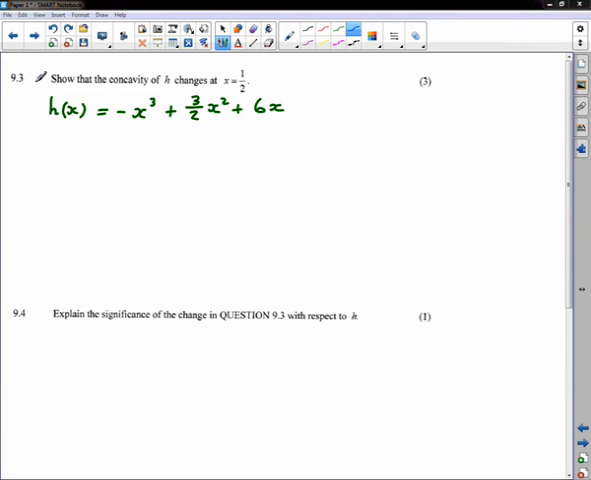Question 9.3 is asking us to show that the concavity of h changes at x equals a half. I would recommend that you go and have a look at the videos on concavity that have been done to get a greater understanding of this. But basically, what it's asking us to show is that at a half, either this graph is going from concave down to concave up, and that would happen over there at the point of inflection, or it's going from concave up to concave down.